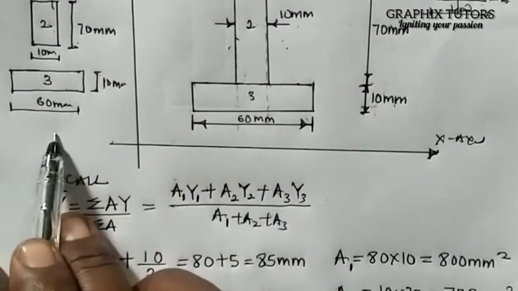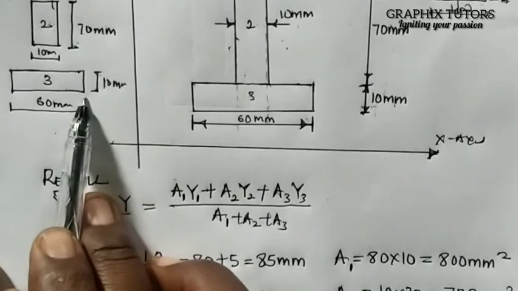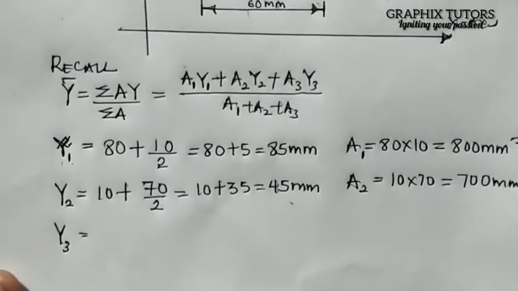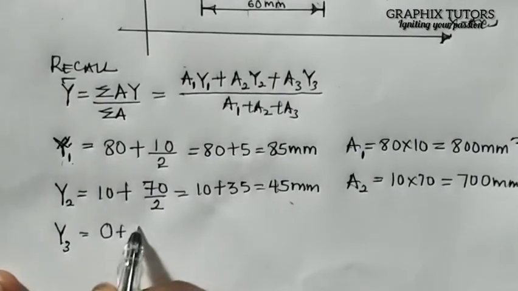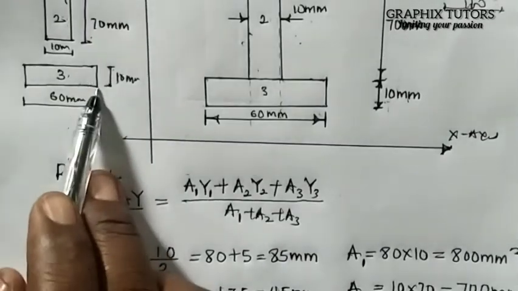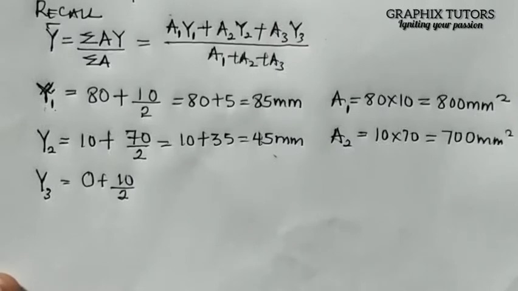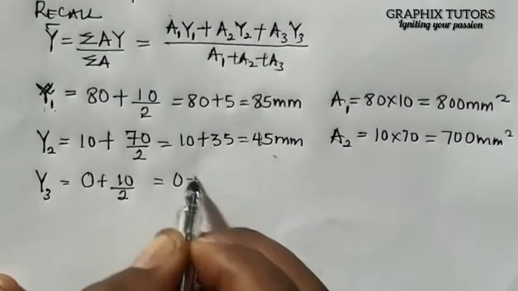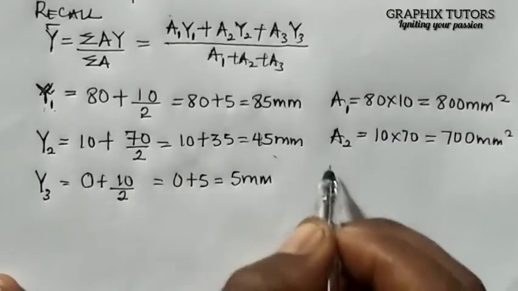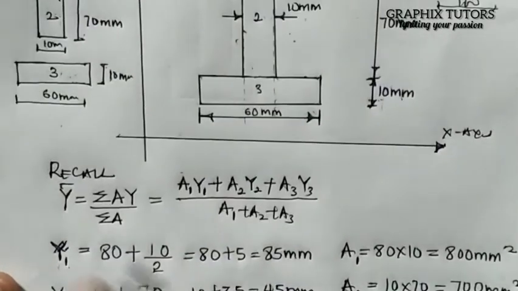Now for Y3, this is like the ground floor. It's not dependent on anything. The only thing it is dependent on is 0. So you travel 0 distance plus 10 divided by 2, because you are considering this distance here. You are not traveling any distance to get to this point. So it will be 0 plus 10 divided by 2, which is 0 plus 5, and that will give us 5 millimeter.